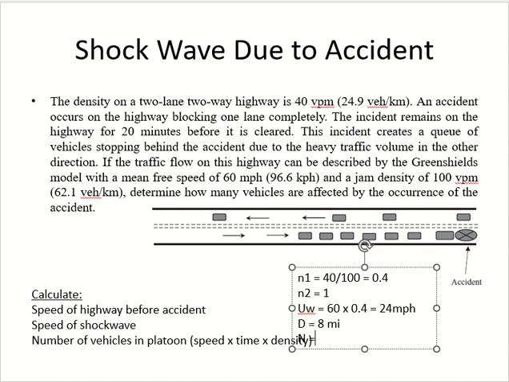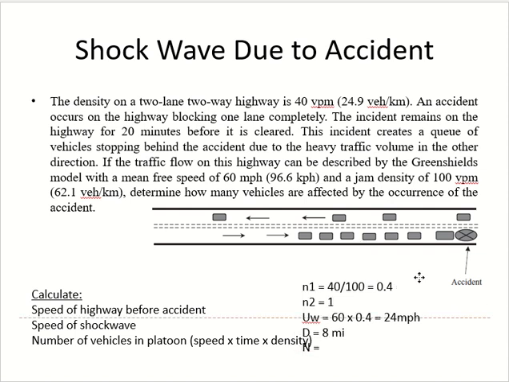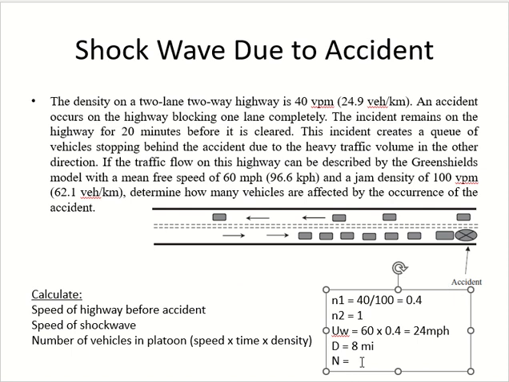So for the number of vehicles, now we know the length and we know the density. First of all, I need the length, which I already calculated: 8 miles. So density into the distance. Density is 100, so 800 vehicles.